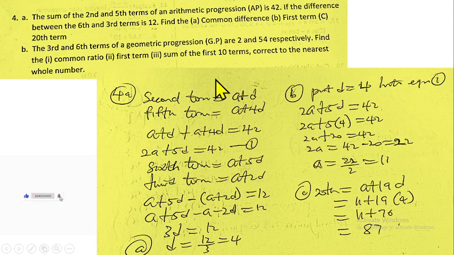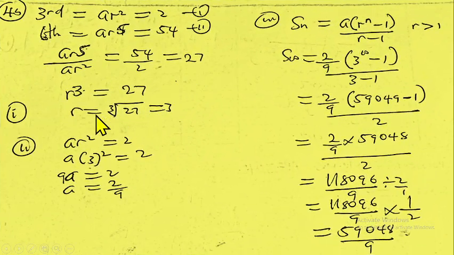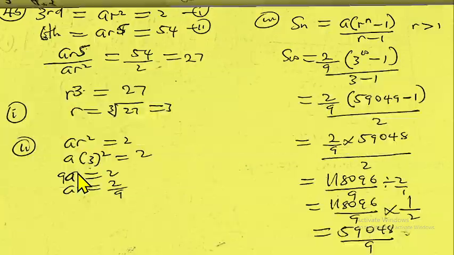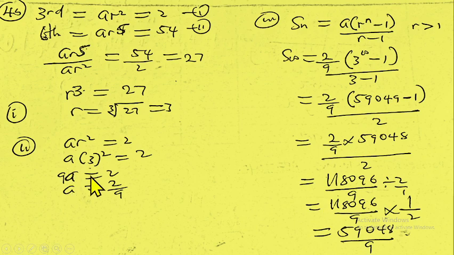Then you have to find the first term, which is our a. Let's go back. This is the common ratio, which is 3. You have to find the first term, which is our a. So from equation 1, you can find a since we know our r. So we have ar squared equals 2. That means a into 3 squared equals 2. 3 squared is 9. So we have 9a equals 2. So you can divide both sides by 9 to get our a.